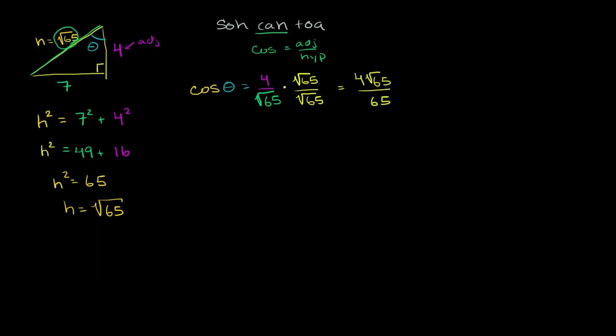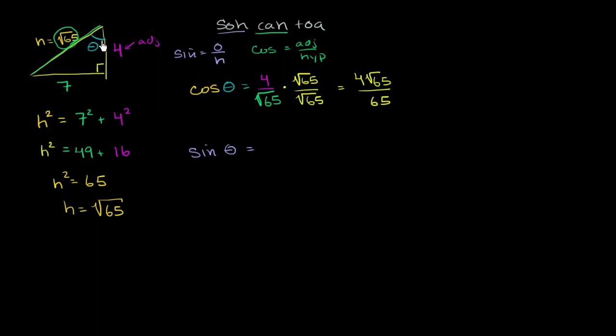Now let's do the other trig functions, or at least the other core trig functions. We'll learn in the future that there's actually a ton of them, but they're all derived from these. So let's think about what the sine of theta is. Once again, go to SOH. The SO tells us what to do with sine. Sine is opposite over hypotenuse.